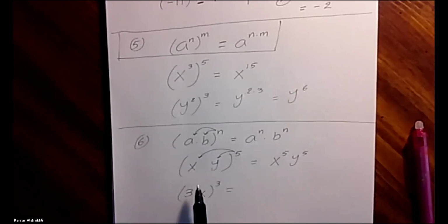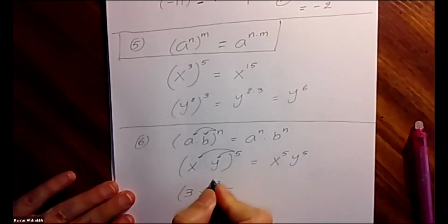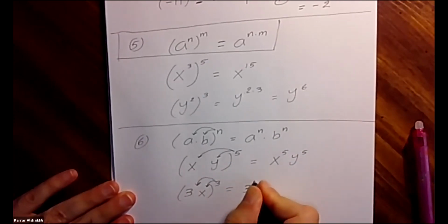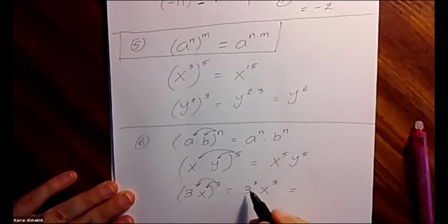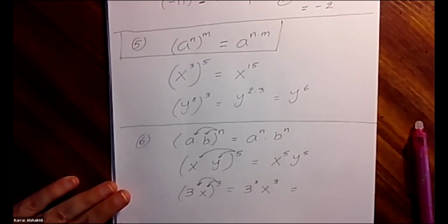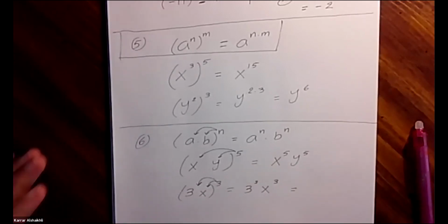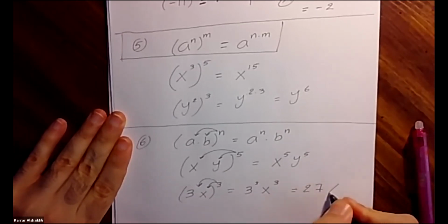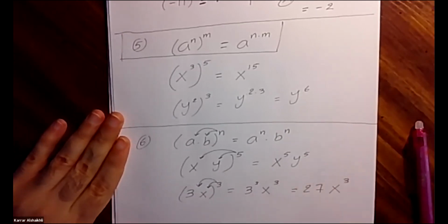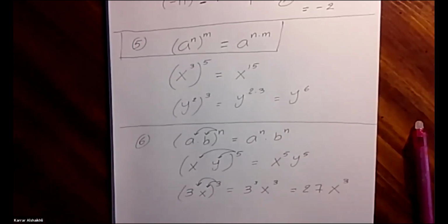Have to distribute the exponent for everything inside. So it's going to be 3 to the exponent of 3 times x to the exponent of 3. 3 to the exponent of 3, it's a number. That means 3 times 3 times 3. So it's going to be 27 and here is x cubed. That's it for this example.